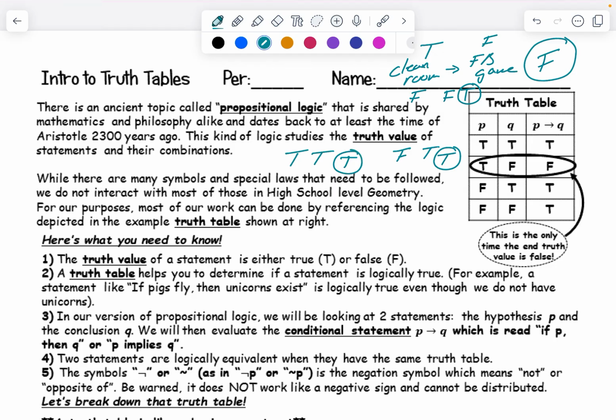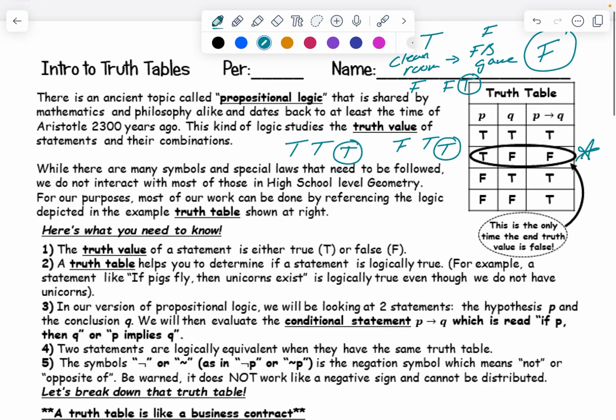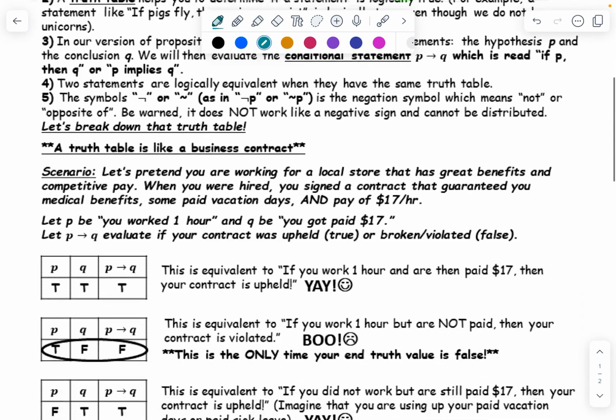And then obviously, if you clean your room and go to the football game, that makes that conditional true. So notice, like it says right here, the only time a conditional statement is false is when the hypothesis is true and the conclusion is false, because the whole conditional statement means if you do the hypothesis, we expect the conclusion to happen. So if the conclusion does not happen, then the overall truth value is false.